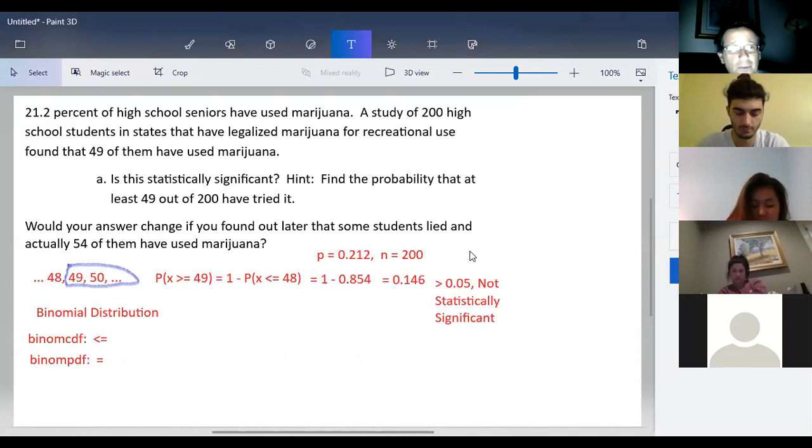Okay, I don't think I'm going to do part B, but if you found out later some students lied, do you think that might happen in high school if you asked them if you smoked? Yeah, probably all of them are going to lie, right? So if you found out later and there were 54, then that could change everything. If there were 54, then 53 would be the number. And then I'm just going to quickly tell you, if it was 53, I can drop it in the spreadsheet. That's what I like about a spreadsheet. It's really easy to change. And you get 0.03, and then it would be statistically significant. Any questions on that?